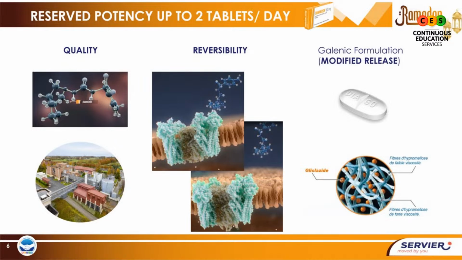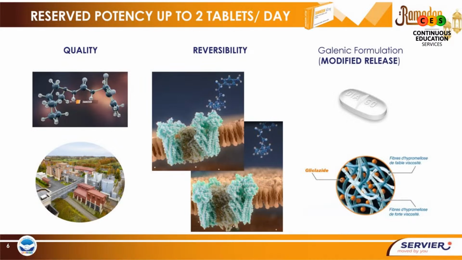So with Diamicron 60 MR, the binding to the beta cell receptors for the secretion of insulin is actually reversible. So the molecule is able to attach and detach with time, for which reason insulin secretion is almost in a physiological manner, mimicking the physiological secretion of insulin, thus putting your patient at a lower risk of hypoglycemia.